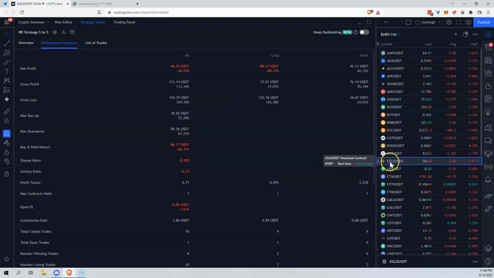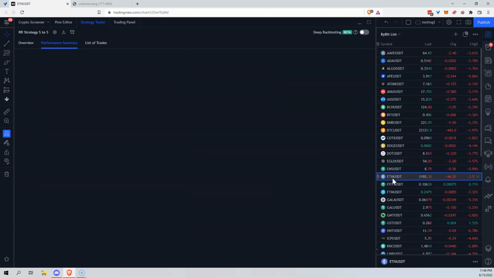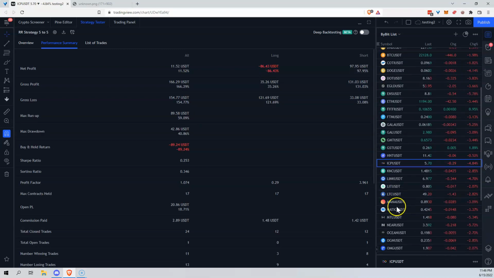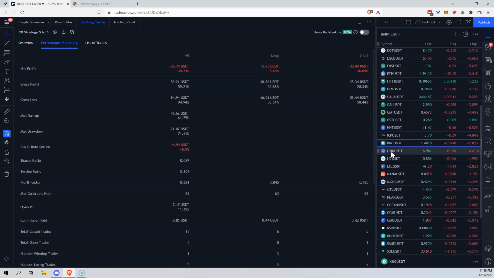I don't know what this is called. EGLD is going to be minus 46%. ENS is a 48% gain. Ethereum is a 6% loss. FIT is a 42% loss. FTM is a 233% loss. Gala is a 134% loss. Minus 35% on this one. 294% gain. Basically break even. 70% gain. 11%. Remember, this is after fees. KNC, 35% loss. Link, 33% loss.